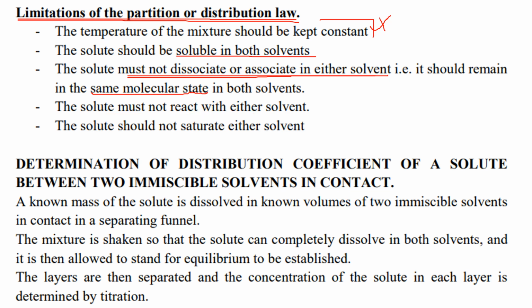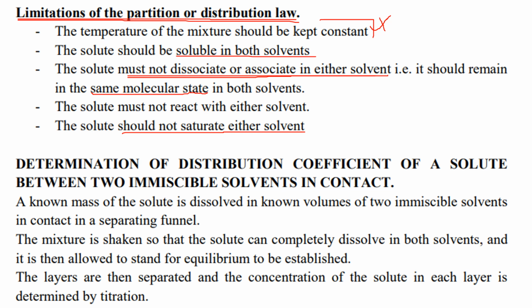And then lastly, our solute should not circulate. The solute that is being used shouldn't circulate either solvent. When you dissolve the solid into the immiscible mixture, it shouldn't be one-sided in one solvent. The solute should distribute equally in either of the solvents without concentrating only in one solvent. So that's why we are saying that the solute should not circulate either solvent.